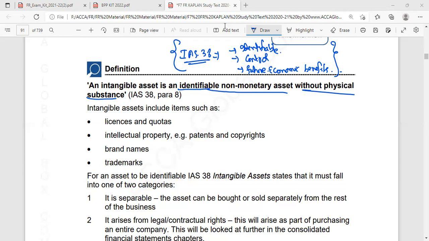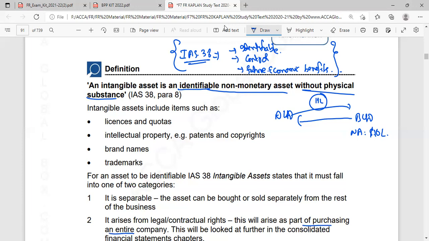Generally, we get intangible assets in two ways. Either we can get it separately, or it may arise from contractual obligations or other legal rights. For example, A Limited purchased the business of B Limited, and the net assets of B Limited are around 10 lakh, but A Limited agreed to pay around 11 lakh. Then the excess 1 lakh paid is treated as an intangible asset, nothing but goodwill. So in the case of contractual or legal rights, it arises as part of purchasing the entire company.